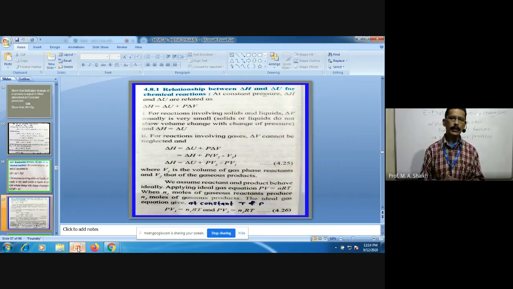So at constant temperature and pressure, according to the ideal gas equation, we can find the values of PV1 and PV2. What is the ideal gas equation? PV is equal to nRT. Now keep pressure and temperature constant. What will be the value of PV1? PV1 is equal to n1RT.